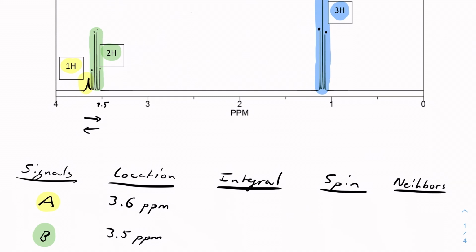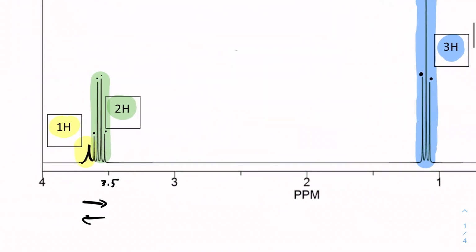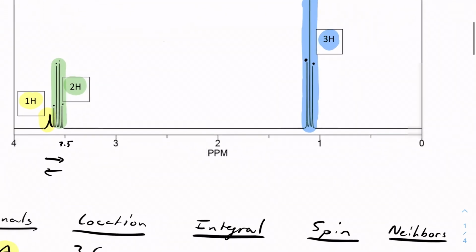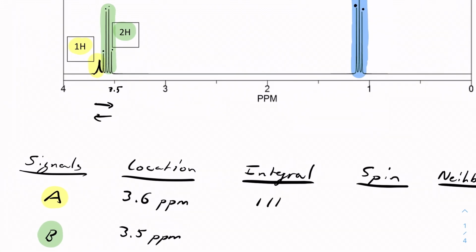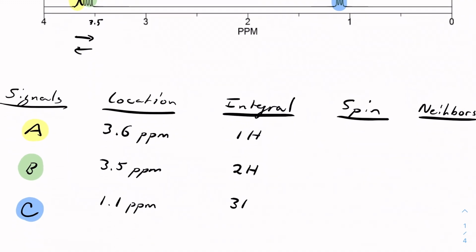What we can see from our integral is what we get with these 3H, the 2H, and the 1H. That tells us how many hydrogens are going to be exhibiting this certain signal. So for A, we've got 1H. For B, we've got 2H. And for C, we've got 3H. So again, that tells us generally how many hydrogens in our molecule are exhibiting this signal. And that can help us determine little bits and pieces of the structure, like regional structure within the molecule.